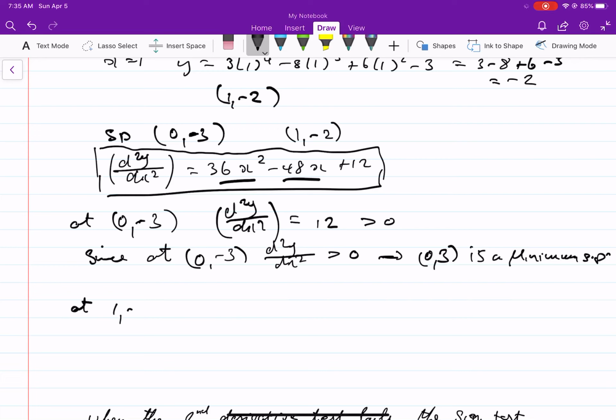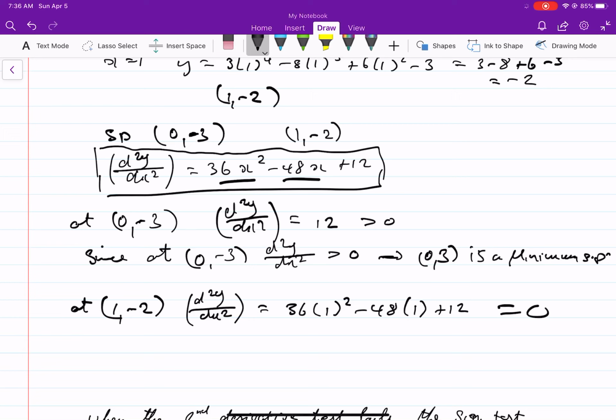Let's check the other one. At 1 and minus 2, d squared y upon dx squared is equal to 36 times 1 squared minus 48 times 1 plus 12. Hey, the second derivative is 0. What's my conclusion here? The second derivative test does not allow us to determine the nature of this stationary point.